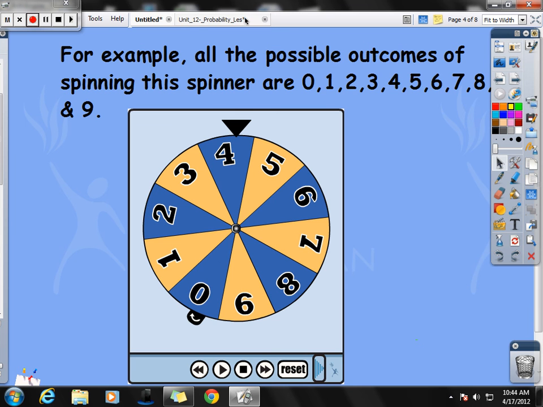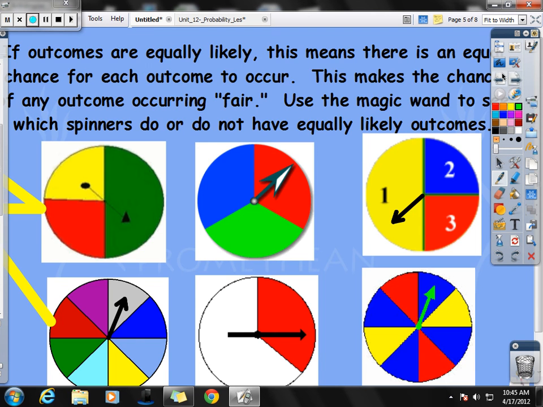So each one of these outcomes has a 1 over, like if I were to calculate the outcome of it landing on 4, well, the only time 4 shows up is one time out of a total of 10 spaces. So each outcome is a 1 in 10 chance of occurring. So let's try and move forward here.